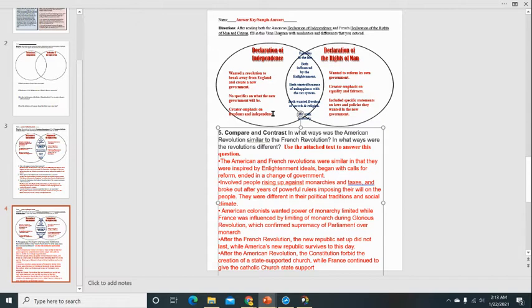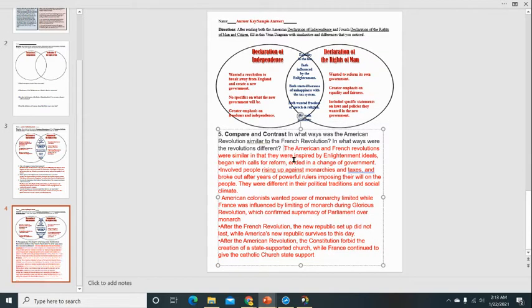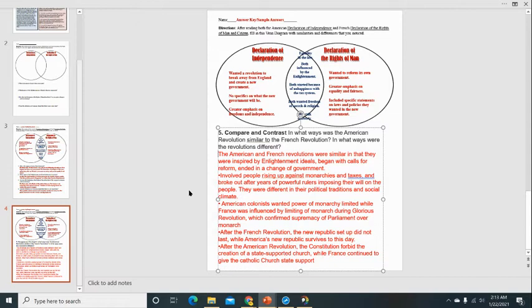You were supposed to have done this as your last question on assignment 2, but let's look at it from the text to help us here. The American and French revolutions were similar in that they were both inspired by Enlightenment ideals. Remember, it began with calls for reform and ended in a change in government. Those are ways that they're very similar, right?